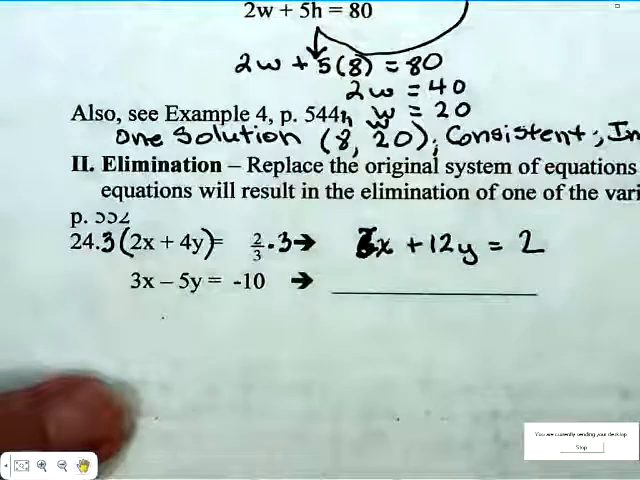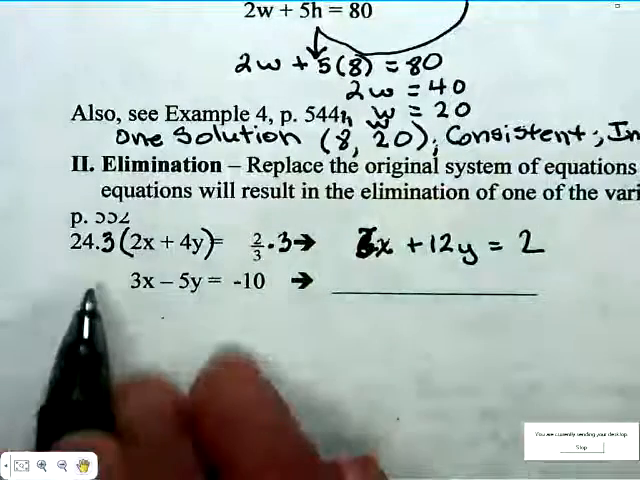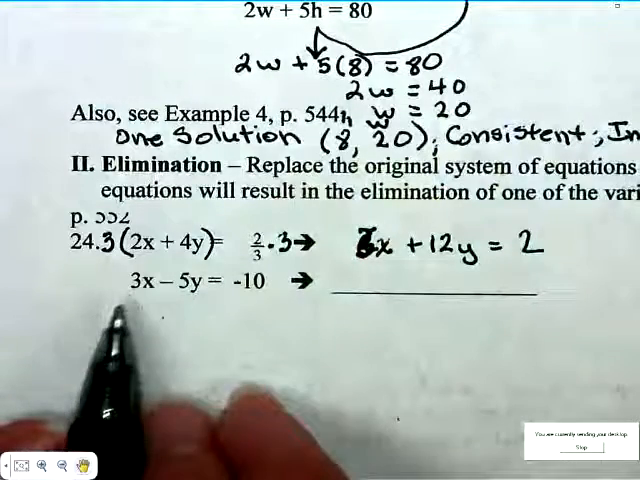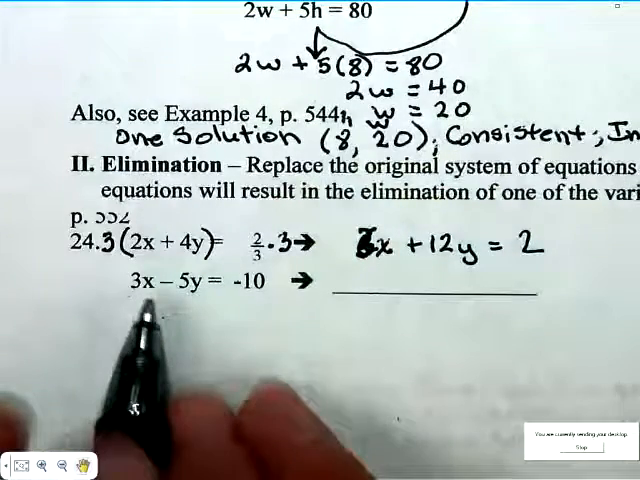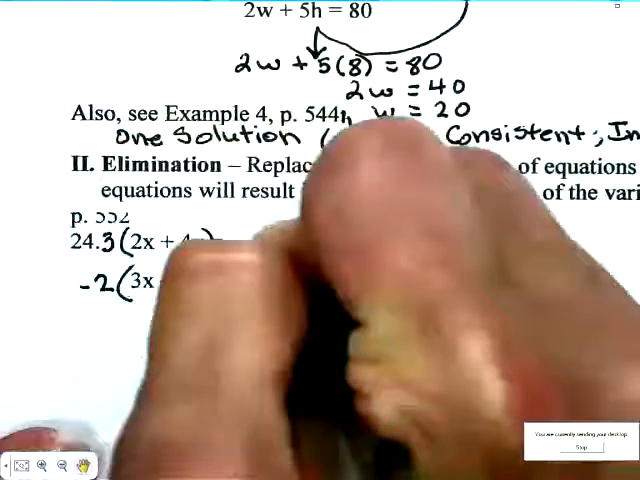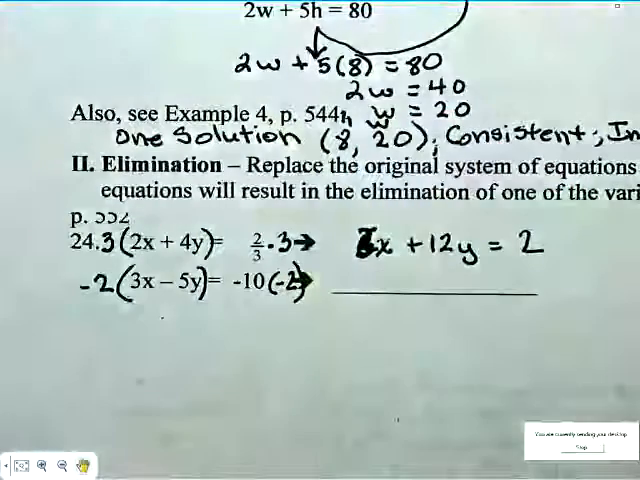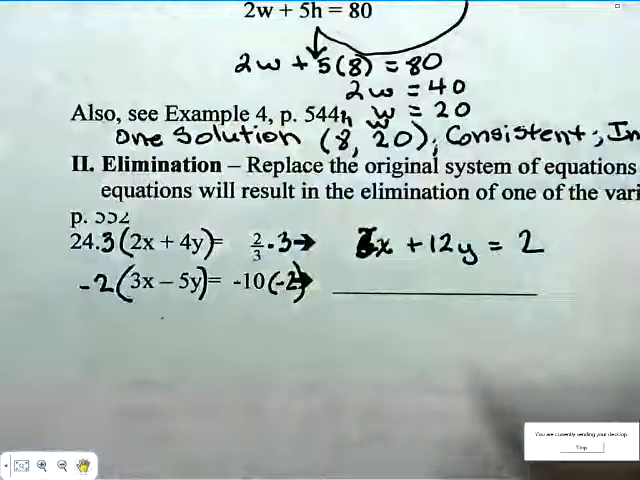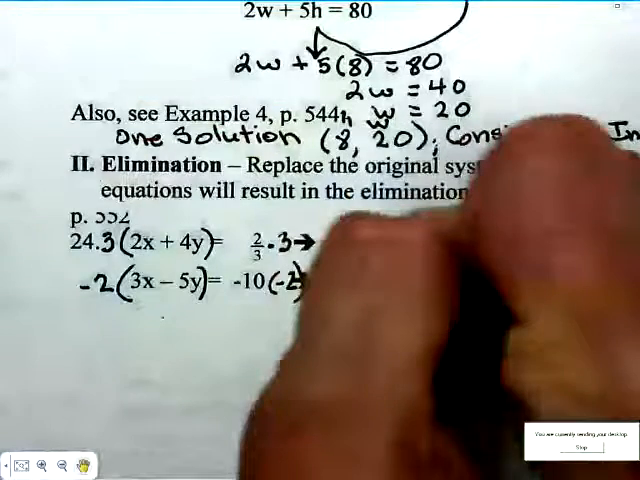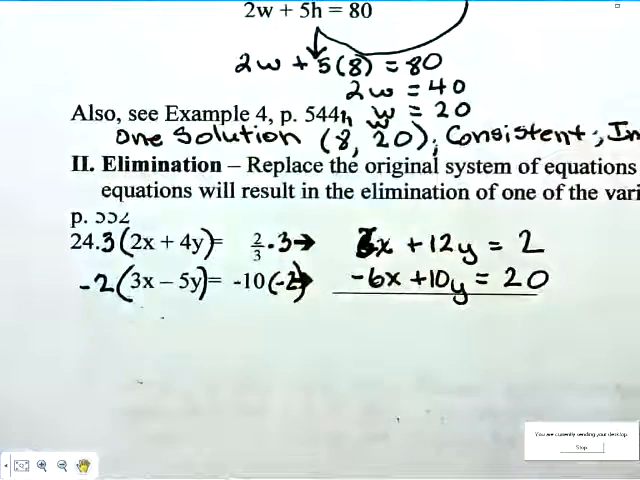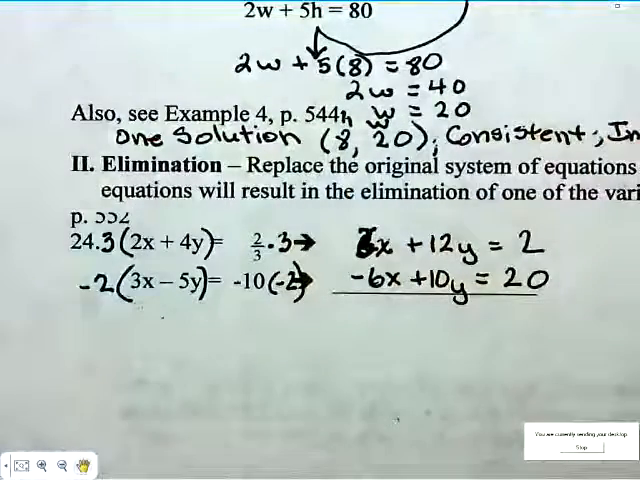Now, in order for the x's to cancel, the coefficient of x in the next equation has to be negative 6. So what would I have to multiply both sides by? Negative 2. And then what has my second equation become? Right. I caused what I wanted to happen to happen.